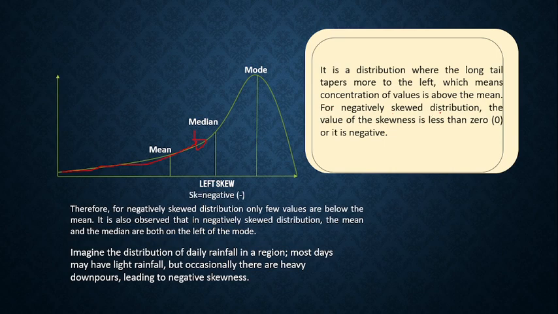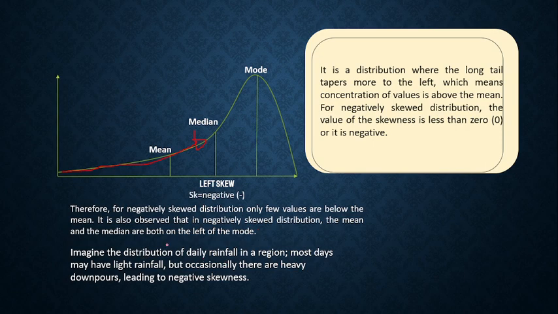So for negative distribution, the value of the skewness is less than 0 or it is negative. So pababa ang value ng skewness. So it means, therefore, for negative skewed distribution, only few values are below the mean. So mostly is greater than the mean on scores. It's also observed that in negative skewed distribution, the mean and the median are both on the left of the mode.